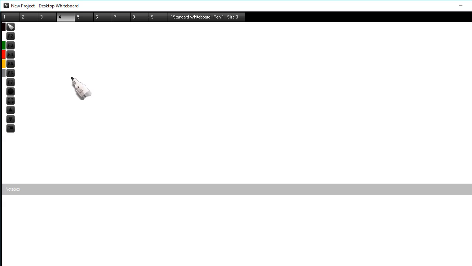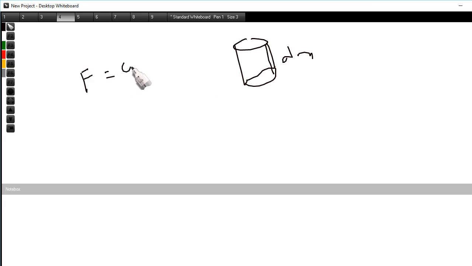Consider that there is a small cylinder. Just take the small part of the cylinder. Let me call this dm. Now what is the force? Force is given by G m by r square, and then instead of writing small d, I'm just writing dm.